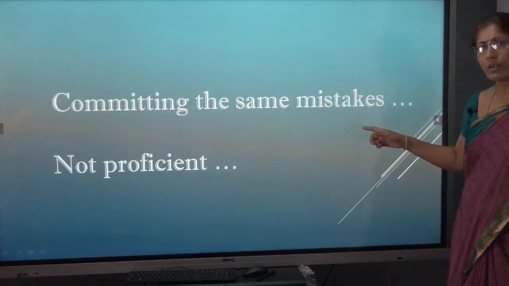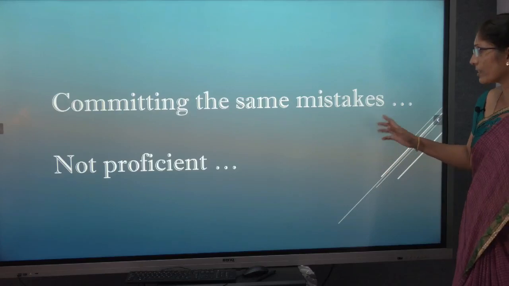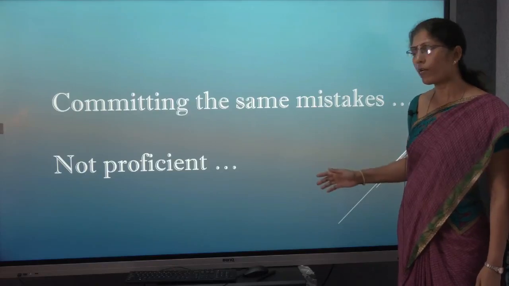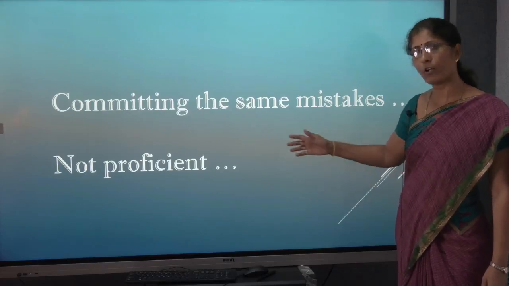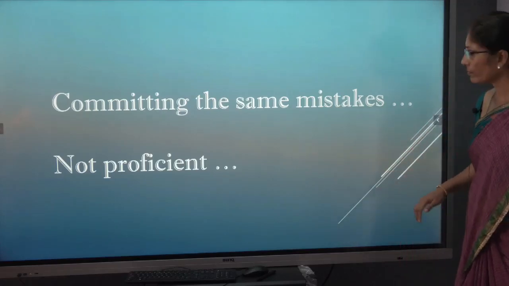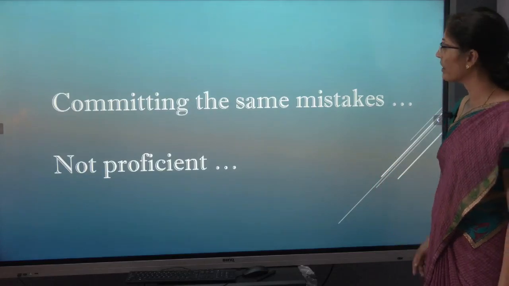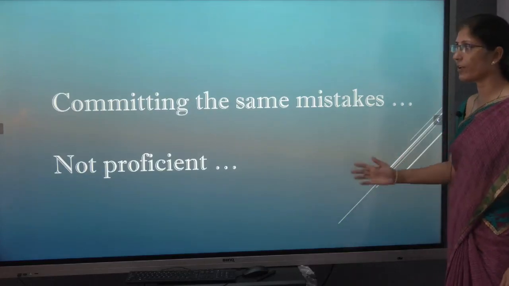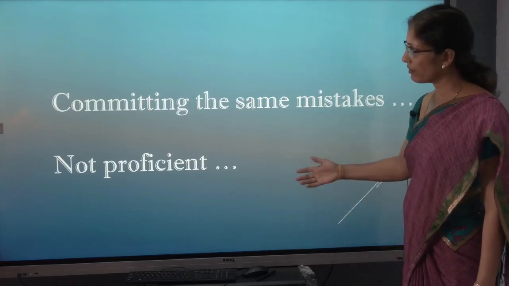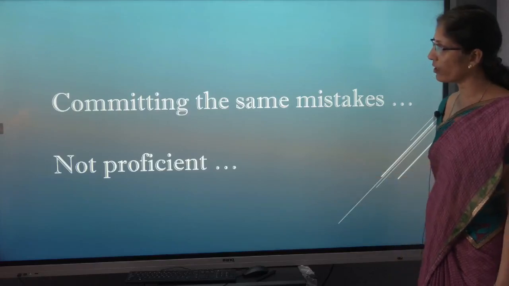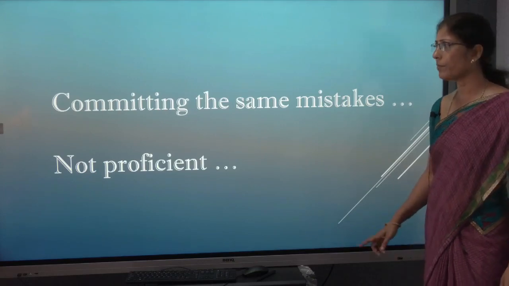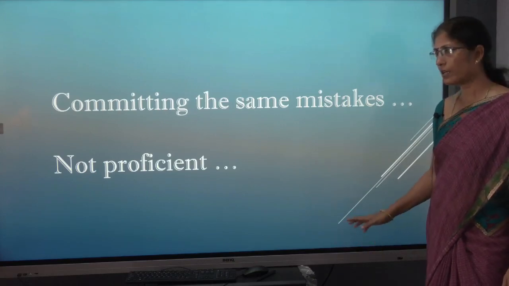Do you think that these are the reasons? Committing the same mistakes, that's why we are going to learn English again in engineering? Or we are not proficient, that's why we are going to learn English in engineering? Maybe these are the reasons. Committing the same mistakes, that's why we are learning again. Or we are not proficient, maybe that's the reason. But is it the right way? Learning the same thing again and again, do you think that it's right?